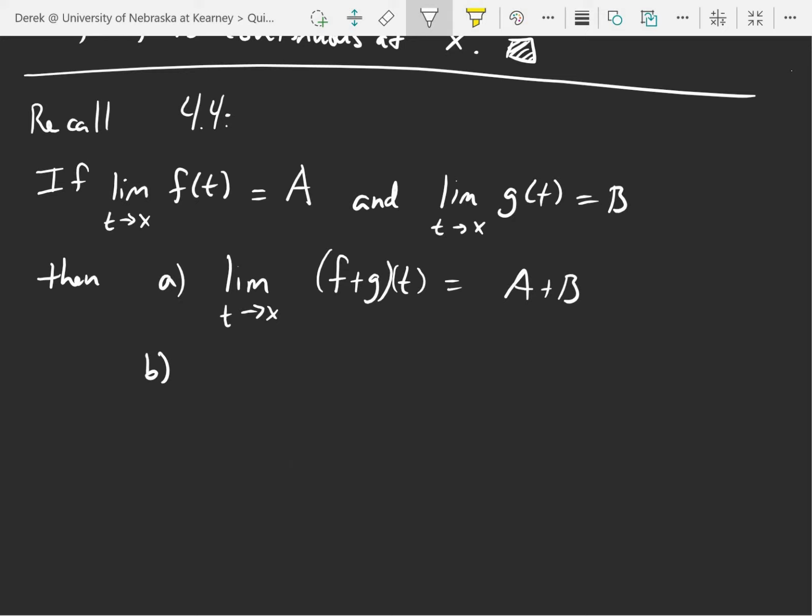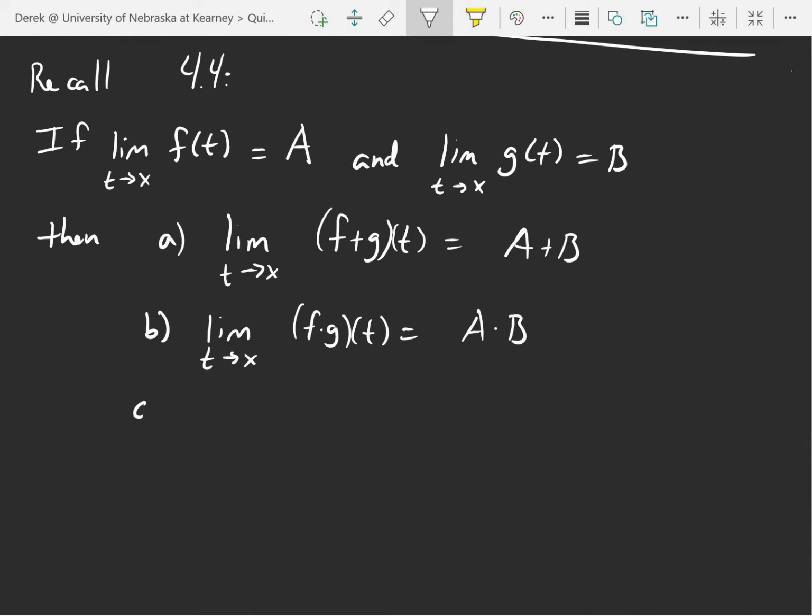Second thing, the limit as t goes to x of (f times g)(t) equals a times b. And third thing, the limit as t goes to x of (f over g)(t) equals a over b, so long as b is not equal to 0.